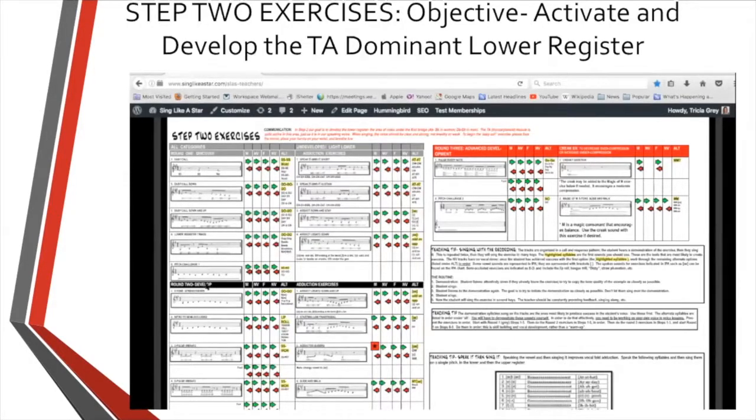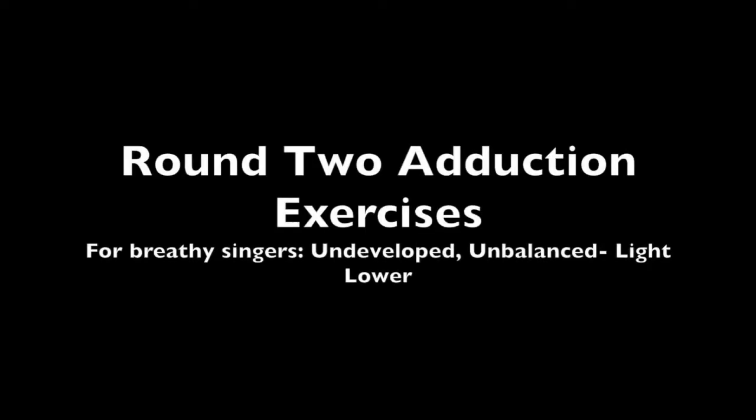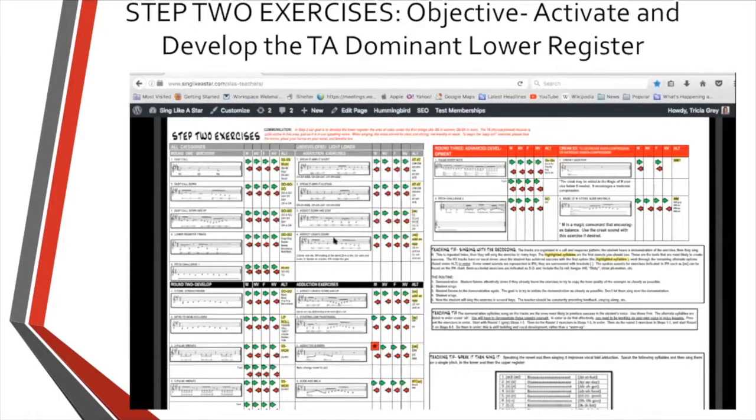Now, round 2 exercises are where we develop the skill that we have just experienced in the first round. We will strengthen the lower register further with a 5-tone strengthener exercise. Go, go, go, go, go, go, go, go, go. Real punchy, almost staccato there. Again, the left side here is the basic exercises that everyone will use. This right column here are the adduction exercises that are only necessary if you have a very breathy singer. That would be our undeveloped or our unbalanced light lower person.